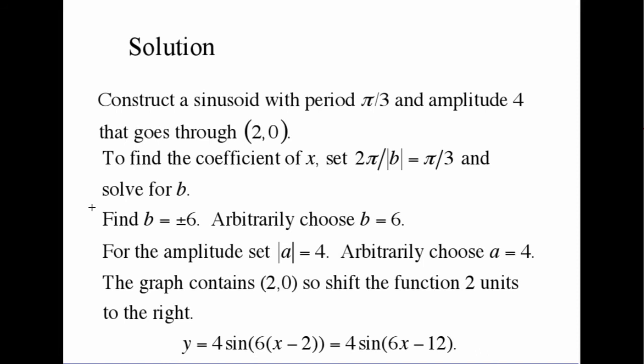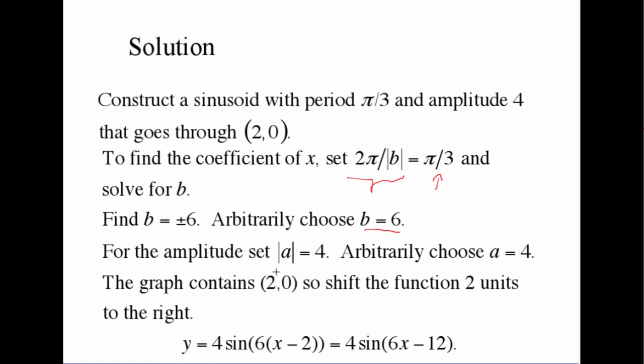Set 2 pi over the absolute value of b equal to pi over 3 because here's the formula for the period. And we are told that the period is pi over 3, so those two are equal to each other. And we have to solve for b. So when we solve for b, we get two values because of the absolute value. So we have plus and minus 6. So we'll choose b equals 6.